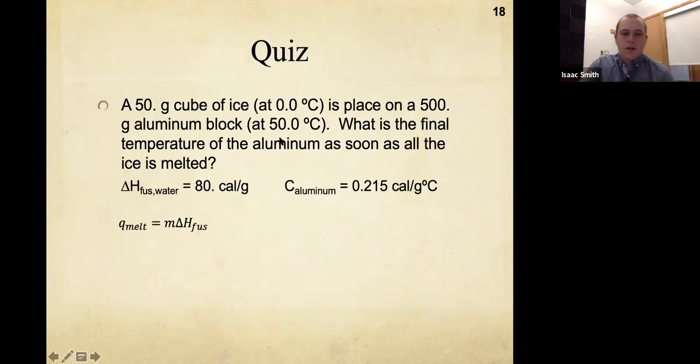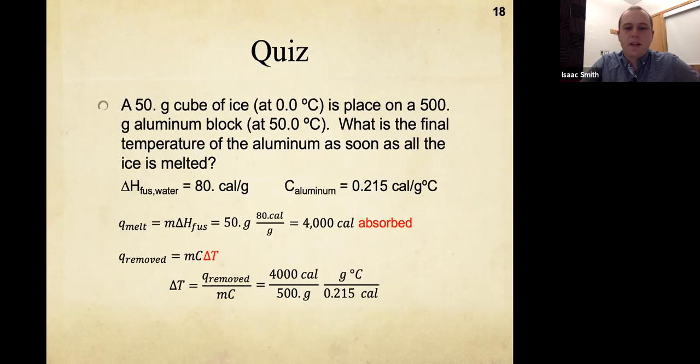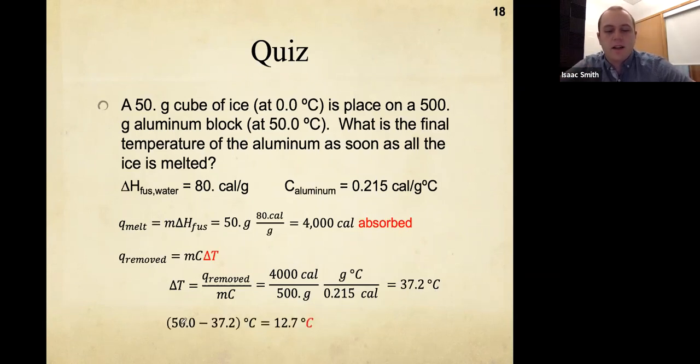So walk through it here. So we have the Q melting of the ice cube, right, equal to 4,000 calories, like we talked about. And then the Q removed from the aluminum, we're going to use Q equals MC delta T, okay, and solve for delta T. So you've got the heat removed over the mass, which is 500 grams, also divided by the specific heat. This is just the equation right here rearranged to solve for delta T. Okay, and we get delta T equals 37.2 degrees Celsius. So that's how much the temperature changed. That's not the final temperature. To get the final temperature, you then take your initial temperature that you had, subtract it by the change, right? It went down because it was releasing heat into the ice cube. to get your final temperature, which is 12.7 degrees Celsius.